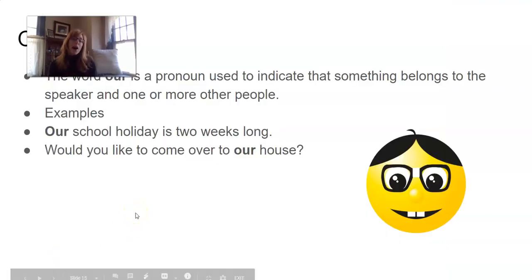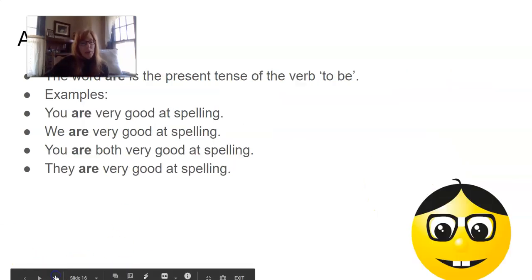So the word our is a pronoun used to indicate that something belongs to the speaker or more than one person. So like this is our dog Judith, okay? Our school holiday is 2 weeks long. Would you like to come over to our house? That shows possession.